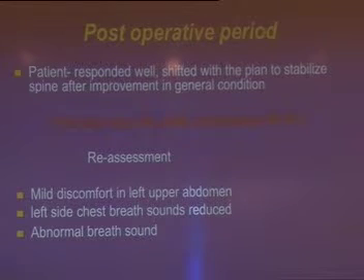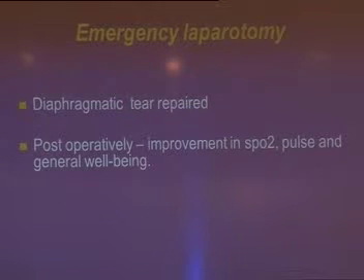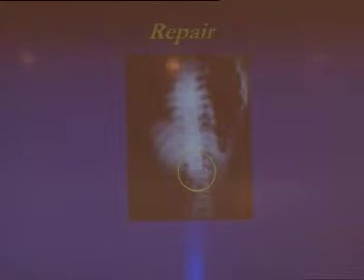But on the next day itself, the patient's saturation dropped and he was tachycardic. Reassessment of the patient was done. The patient was found to have discomfort in the left upper abdomen. On the left side of the chest, breath sounds were reduced. Abnormal breath sounds were heard. So an emergency laparotomy was performed. The diaphragmatic tear was repaired. Post-operatively the patient's saturation and pulse returned to normal.